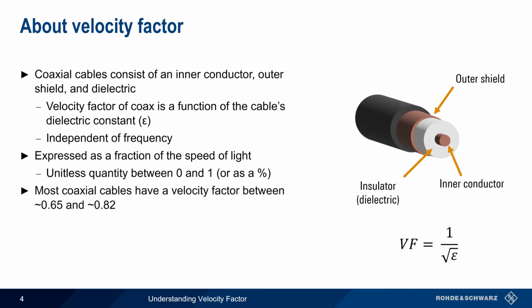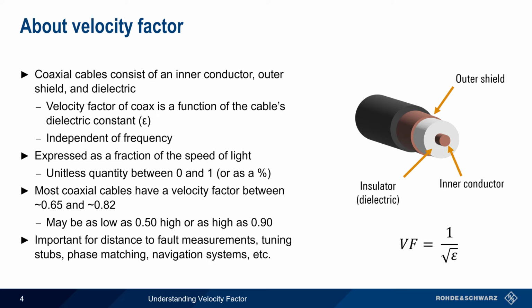Most coaxial cables have a velocity factor between about 0.65 and 0.82, although in some cases you may see cables with a velocity factor as low as 0.5 or as high as 0.9. As mentioned a few moments ago, velocity factor is important for many different applications, and these include distance to fault measurements, tuning stubs, phase matching, navigational and direction finding systems, etc.